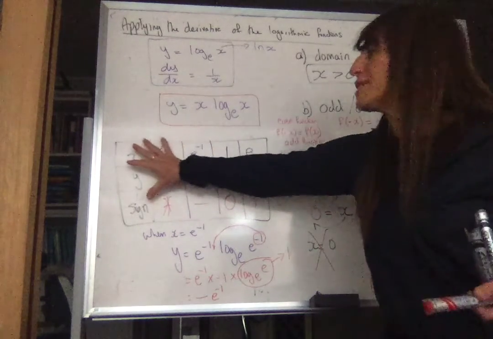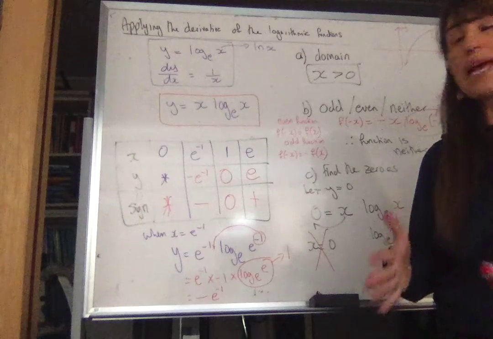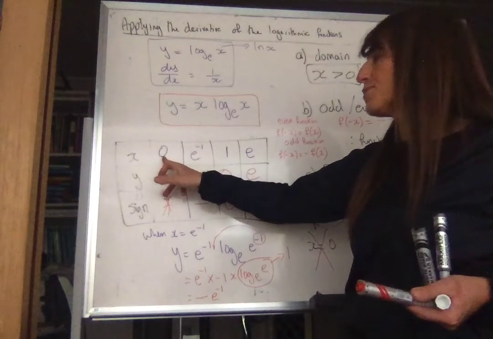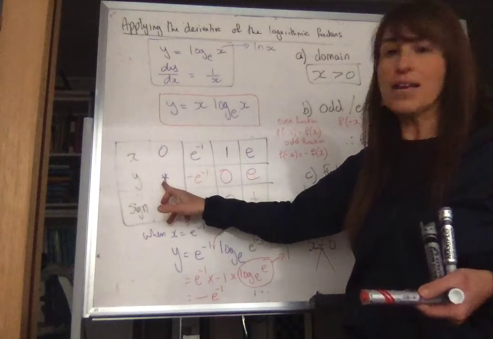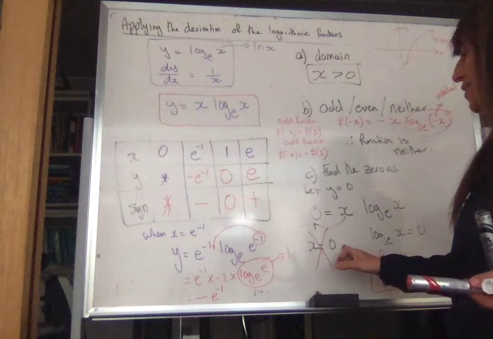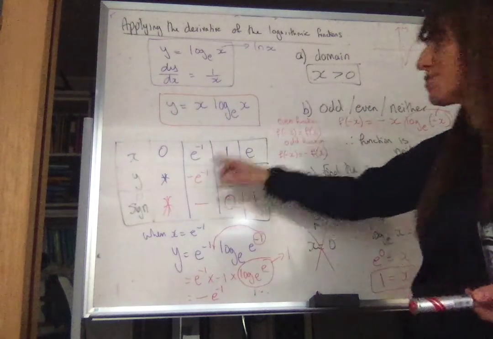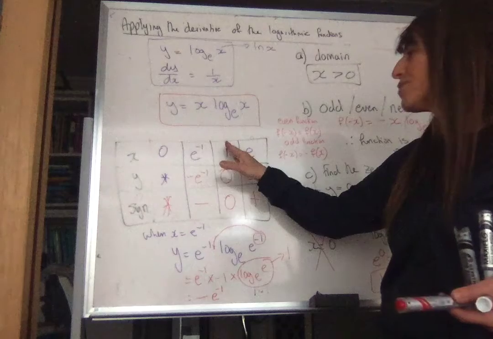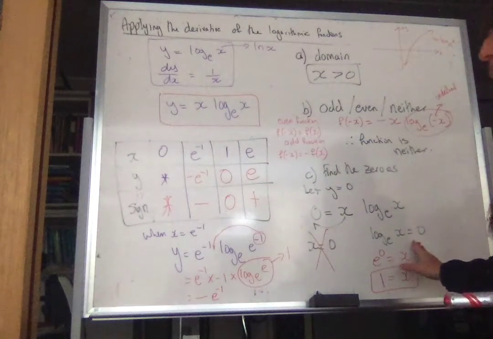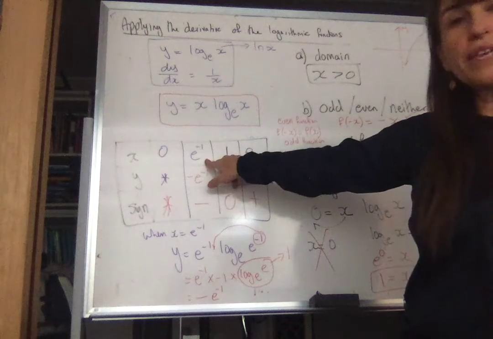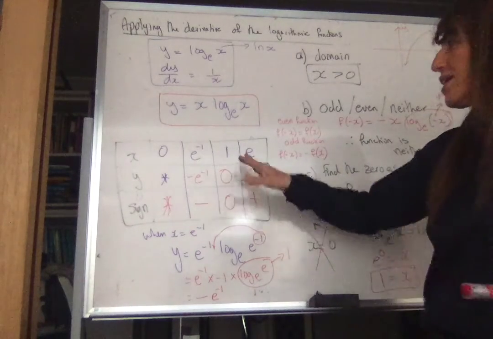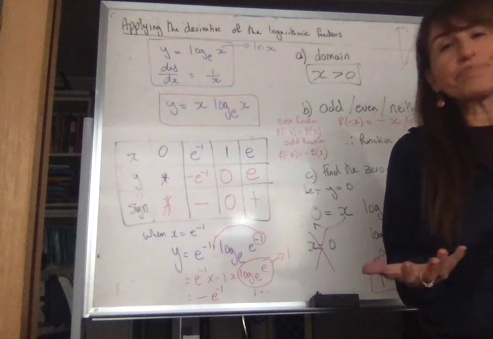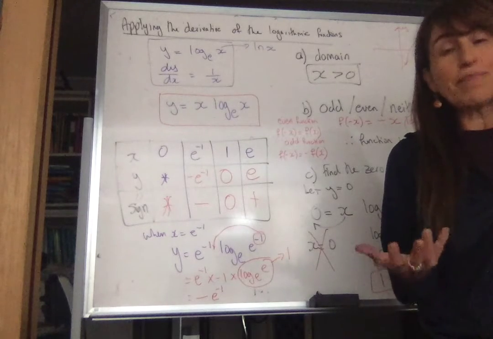I've already drawn up a table here just to look at what's happening at key points. When x equals 0, we don't have an answer for y because we stated here that x must be greater than 0. So it's undefined. When x equals 1, y equals 0. Then I picked these two points on either side. They're key points. Now, why do you choose e? Think about it. We're talking about the log function, log base e.